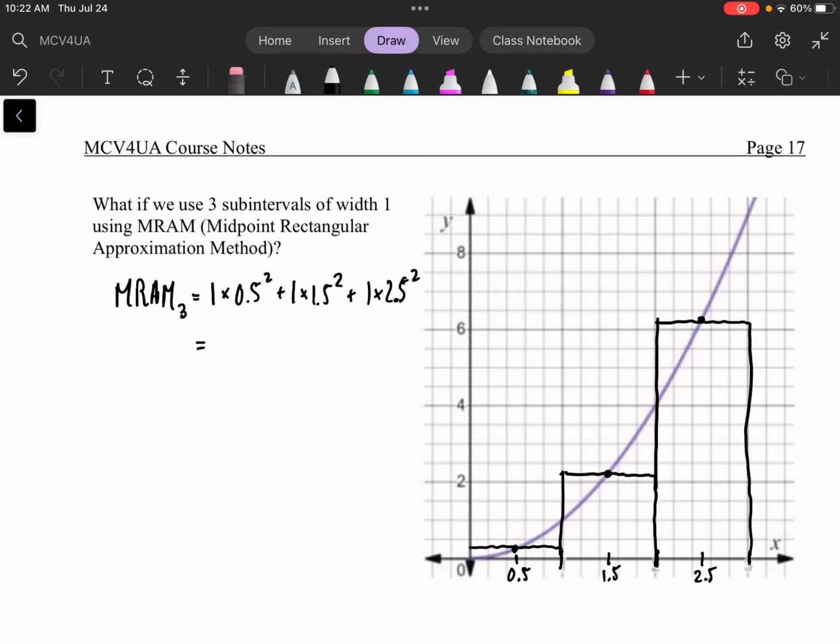So we're going to calculate each one of these areas. Well, 0.5 squared is just 0.25. 1.5 squared is just, let's see, using my calculator for a second. That's 2.25. And 2.5 squared is 6.25. Adding these values together, I get a value of 8.75.